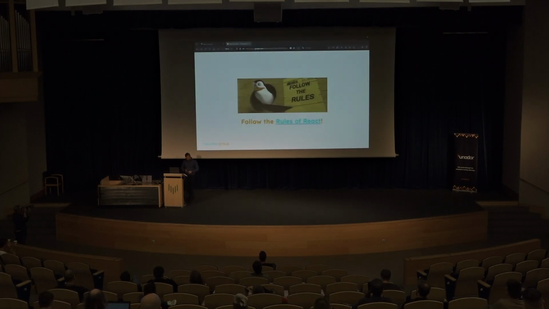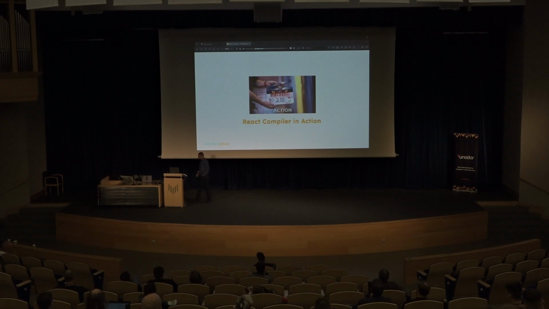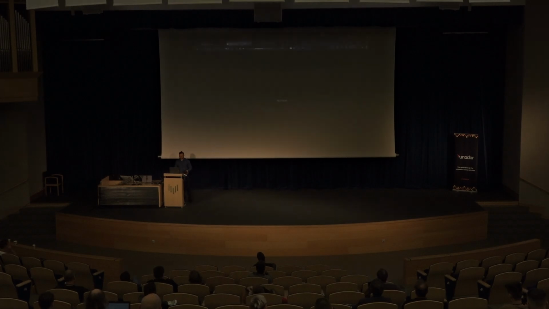So still, it is very important to write code compatible with the compiler to allow the compiler to compile your components. We still have to follow the rules of React, like immutability, idempotency of functions, purity, and not calling React hooks conditionally, but calling them at the top level of your functions, and so on. It's important. So let's see React compiler in action.